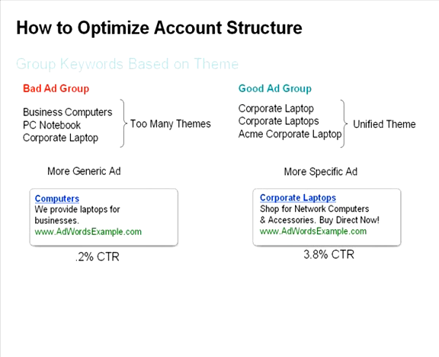As a user searching on these keywords, if I see the ad computer when I'm searching for PC notebook, I may say, you know what, that's not what I'm looking for, and I'd be less likely to click on that ad. On the other hand, in the good ad group, if I search for a keyword corporate laptop, corporate laptops, or Acme corporate laptop, I may find exactly what I'm looking for in the other ad and therefore have better click-through rate. So if you group your accounts and group your keyword lists with your ad text, then you're more likely to have better performance.